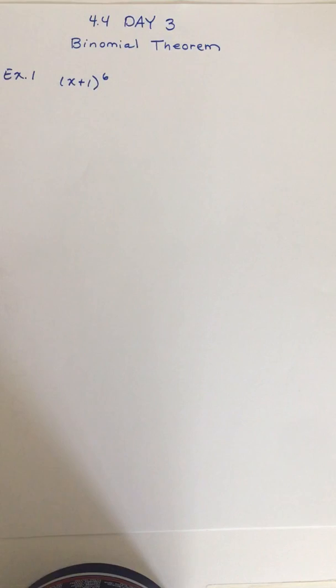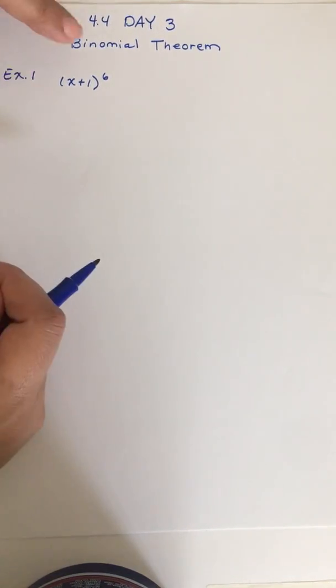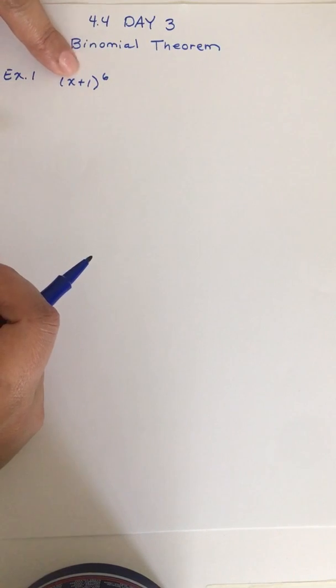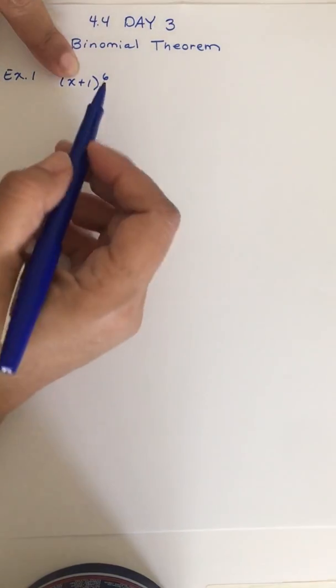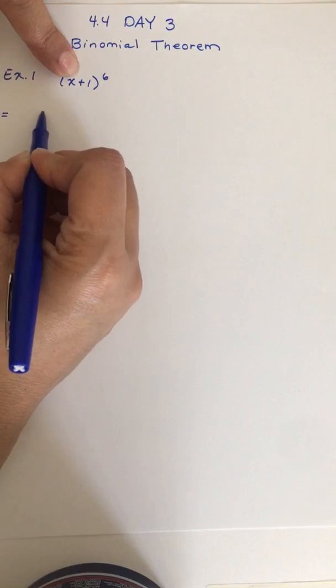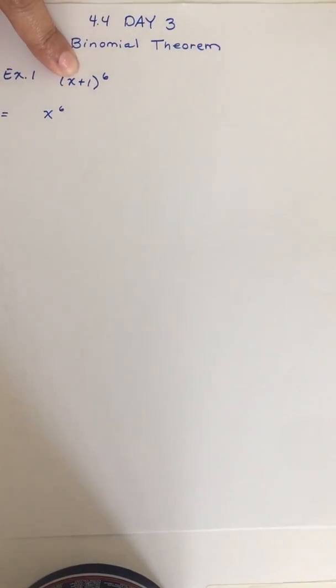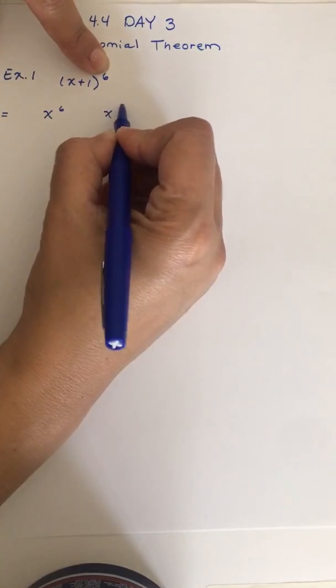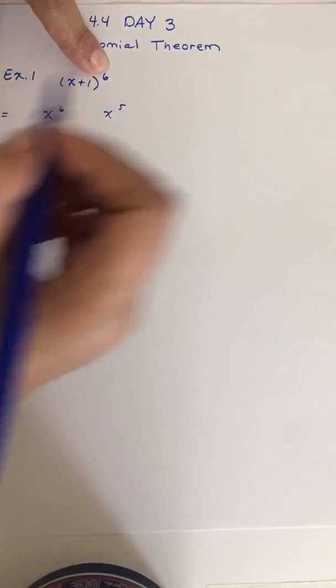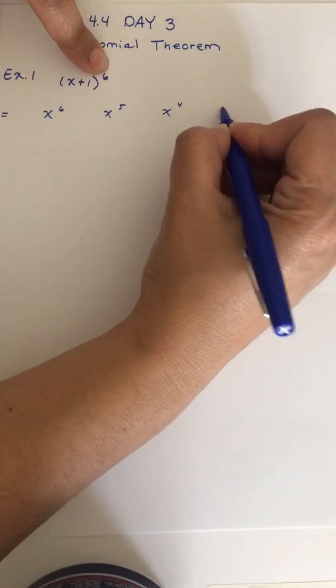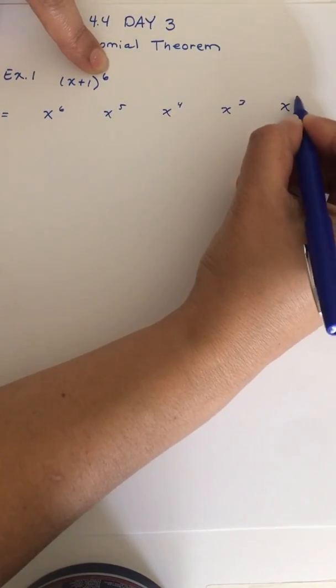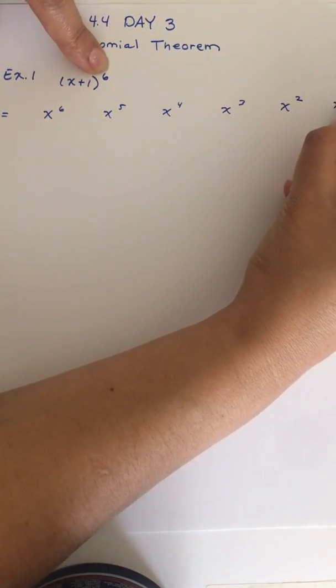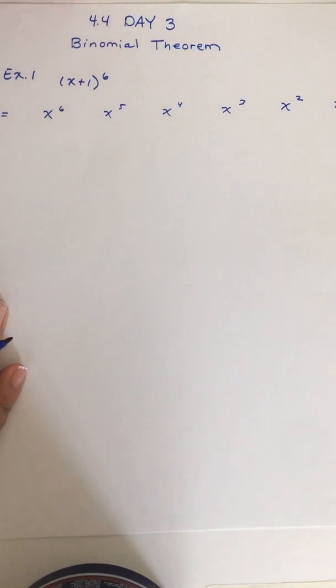We're going to solve this using the Pascal's triangle method. So what you're doing is you're taking the first variable here, x, and you're going to expand it starting with 6 because that's the degree. And then you start decreasing. So 5, 4, 3, 2, 1. Oh, can't see that.